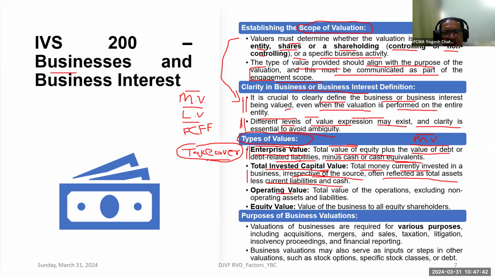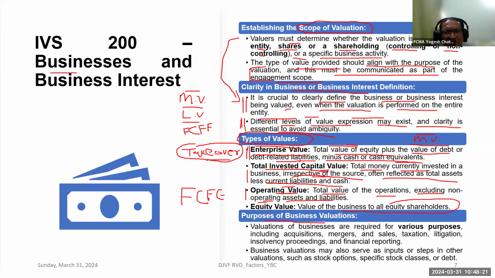Then operating value, which we do in a majority of the cases. That is the total value of operation, and from there we exclude the non-operating asset or liability. And then equity value, the value of the business to all equity shareholders, which is equivalent to FCFE, free cash flow to equity. So these are the types of value which we need to assign for a business: enterprise value, total invested capital value, the operating value, and the equity value.